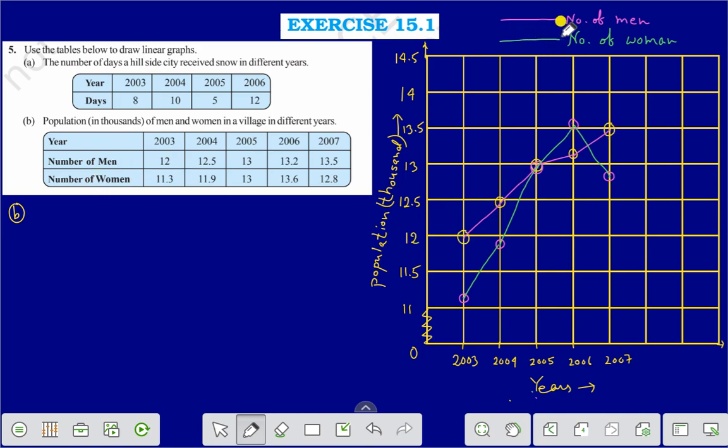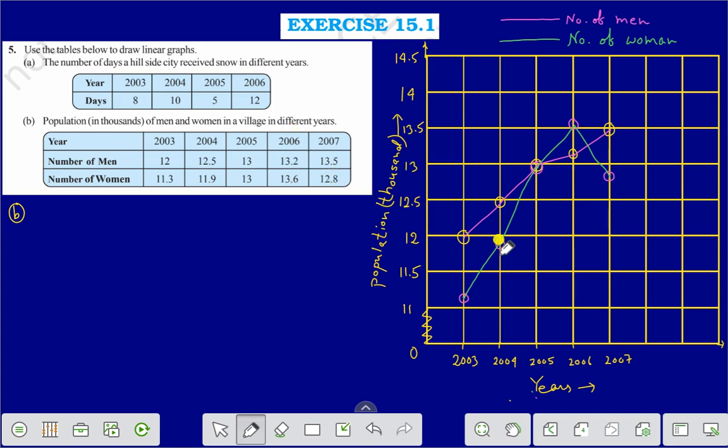We have colored this green color as number of women, right? In 2003 it is 11.3. You have taken this point as 11.3. This is 11, so roughly this is 11.3. In 2004 it is 11.9. This is 11.9. In 2005 it is 13. This point is 13.